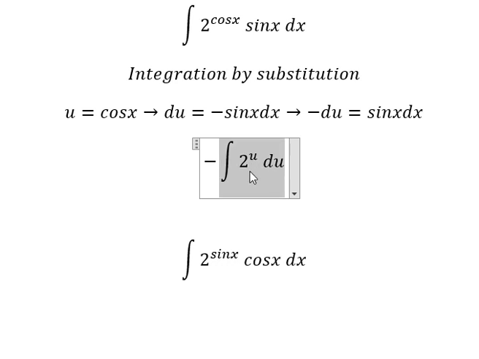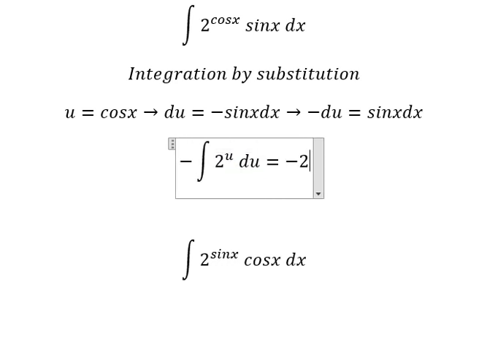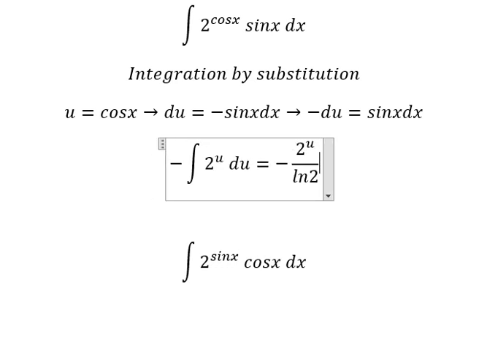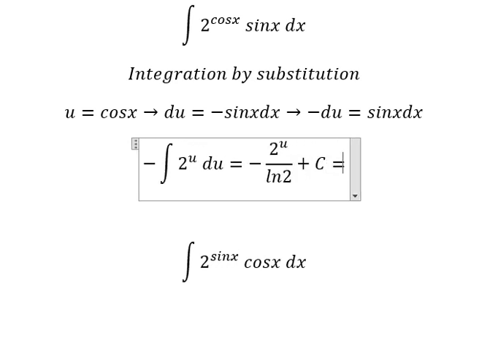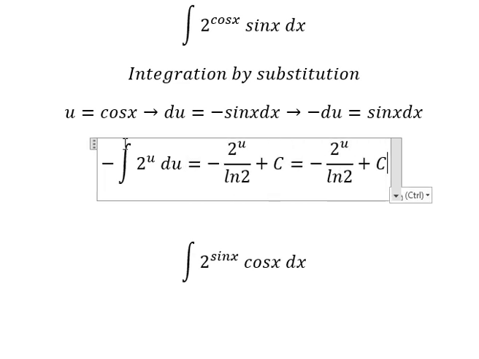So the integration of this one is 2 to the power of u over ln 2, and I will put plus c. For u, that is cosine x.